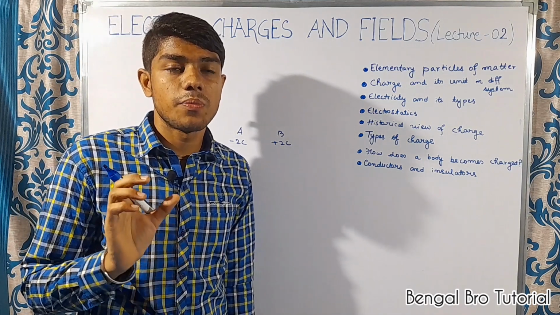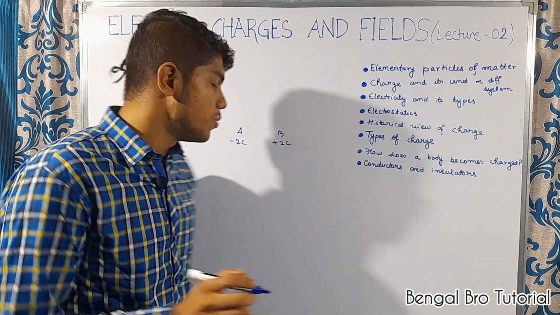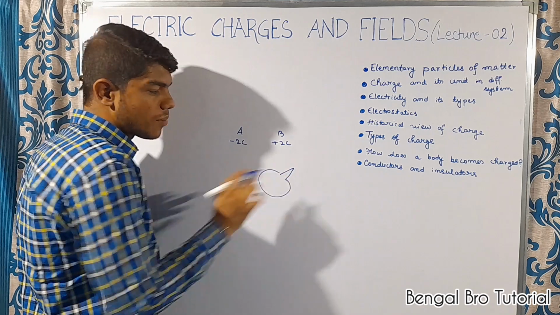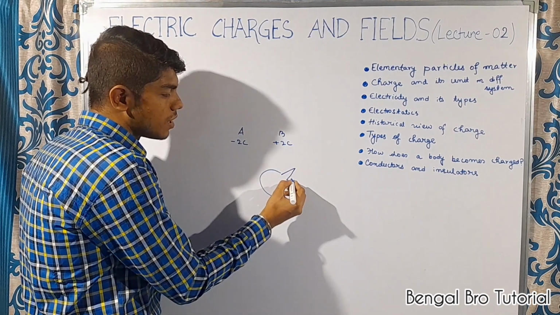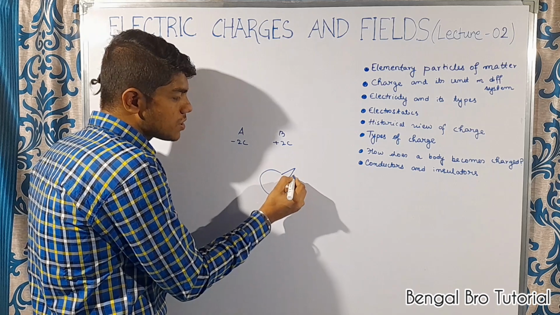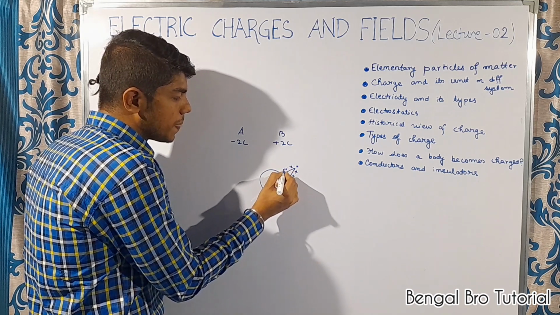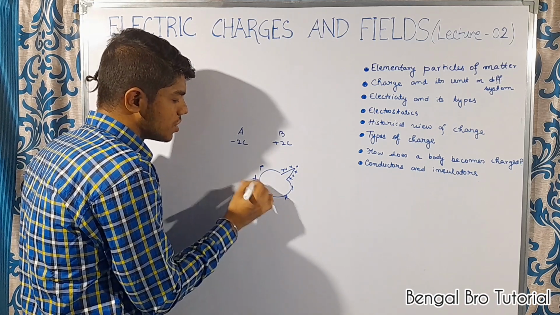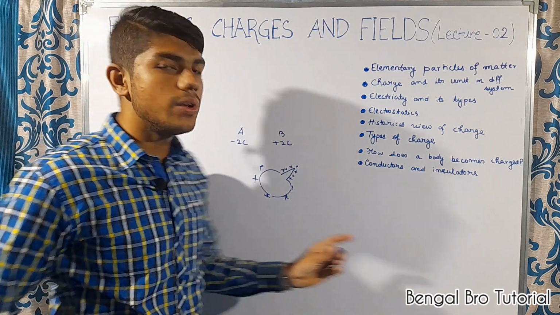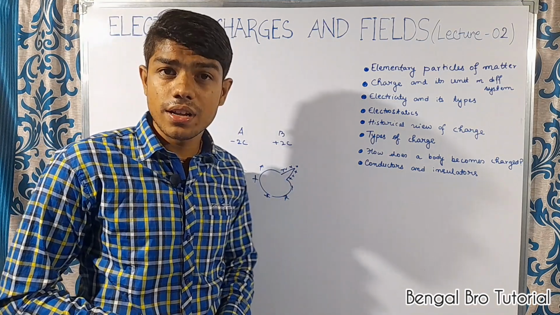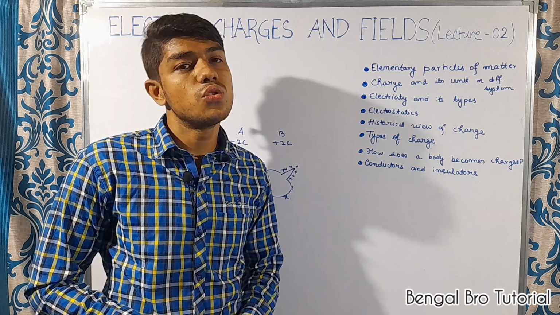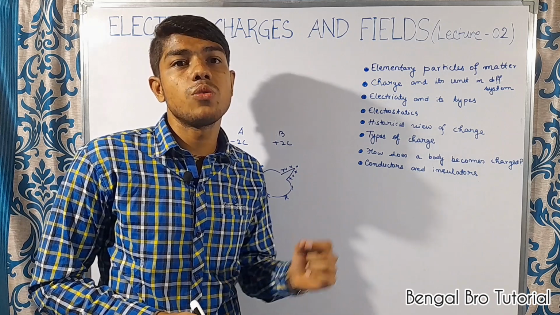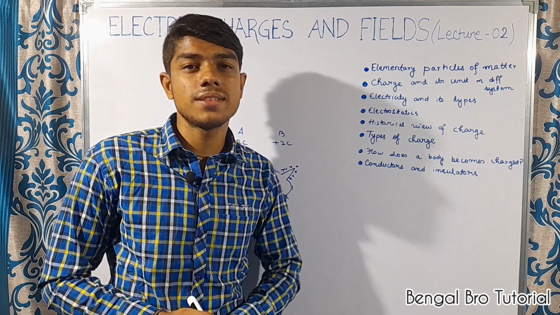Also, charges prefer to stay at sharp points, which means if you have a conductor of this shape, say, then here is a sharp point, and if you give some excess charge to this conductor, say positive charge, then the charge density will be higher at this point compared to the other regions. Okay, then we learned about insulators, which are materials that do not allow electric charges to flow through them. They do not have any free electrons, and excess charge given to an insulator resides in that very place where it is given.